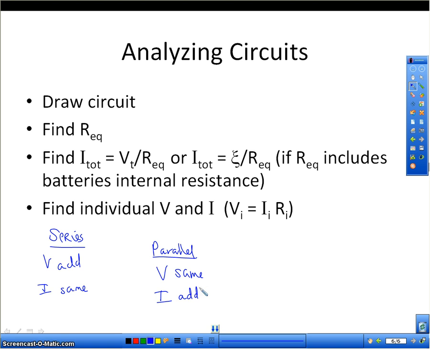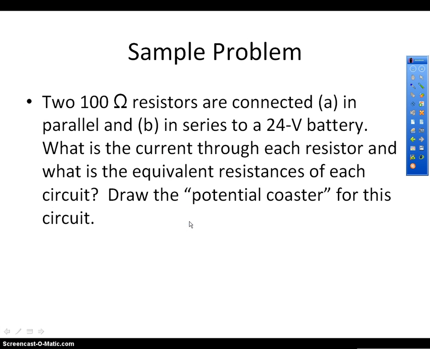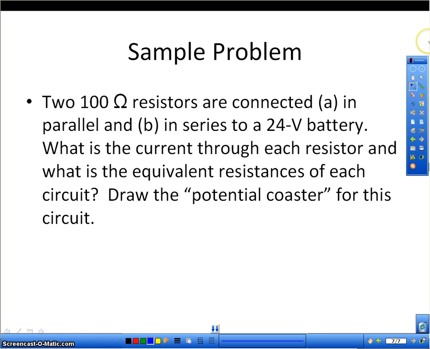So we're going to do a couple of examples together, so that you can kind of review this all in your head. The first one: two 100 ohm resistors are connected in parallel to a 24 volt battery. We'll do part A in parallel, and then we'll do it in series. They want to know what's the current through each, what's the equivalent resistance, and they want you to draw the roller coaster for this circuit. So let's go through that. We're going to draw it out first. Two 100 ohm resistors connected to a 24 volt battery in parallel. So here's one of them, 100 ohms, and then the second one is in parallel, 100 ohms.